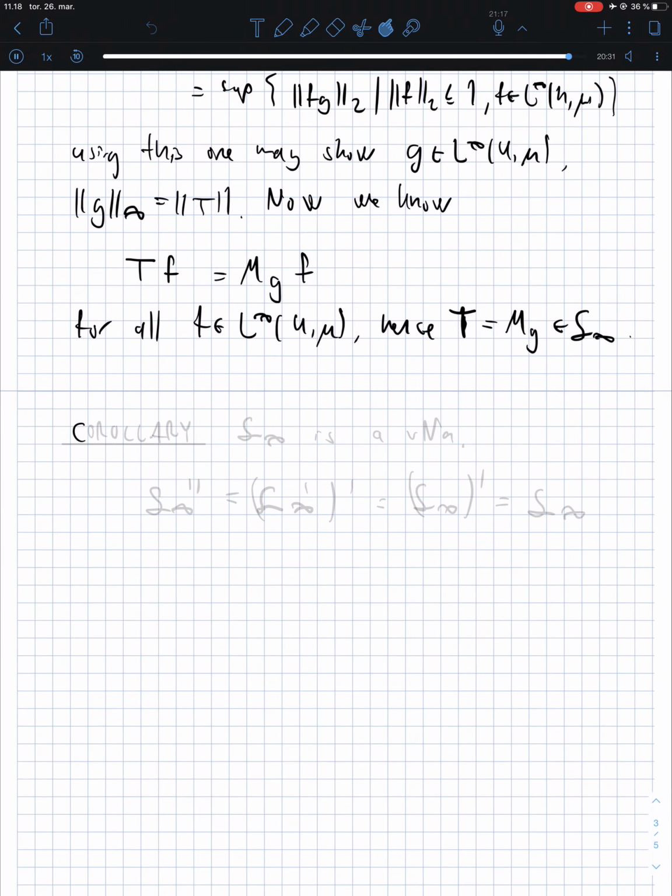And then finally, write that as a corollary. L infinity is a von Neumann algebra, simply because to check by the bicommutant theorem, we need to check what happens to the bicommutant of L infinity, but that is just by definition the commutant of the commutant, and we've proven that the commutant of L infinity is just L infinity, so we can just do this twice and come back to the original subalgebra.